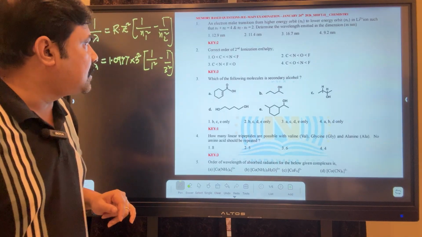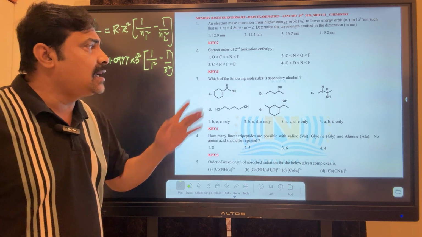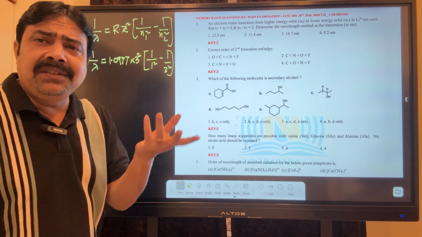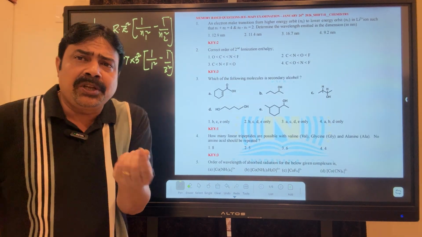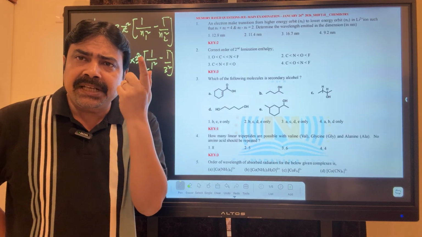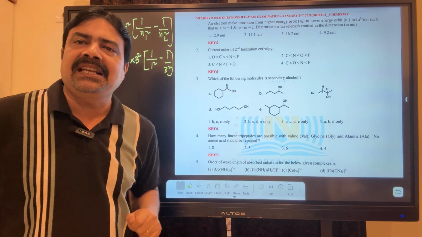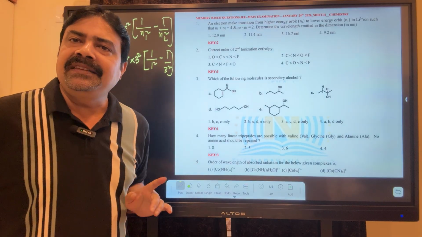Now come to the third question. The third question asks, what are the alcohols or secondary alcohols? That means you need to know the degree of the carbon. Whenever there is a particular carbon which I am going to consider, and that carbon is attached to only one other carbon, that carbon is primary.